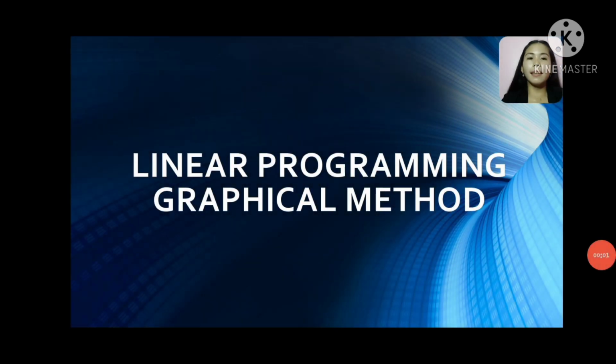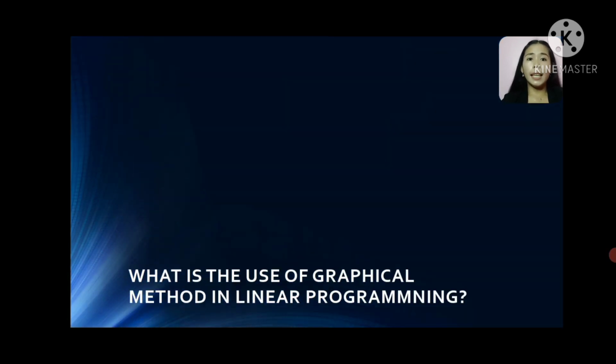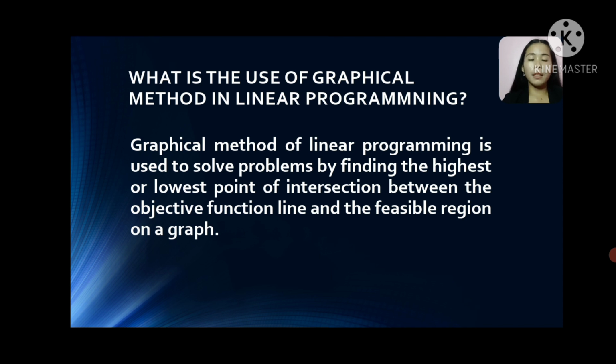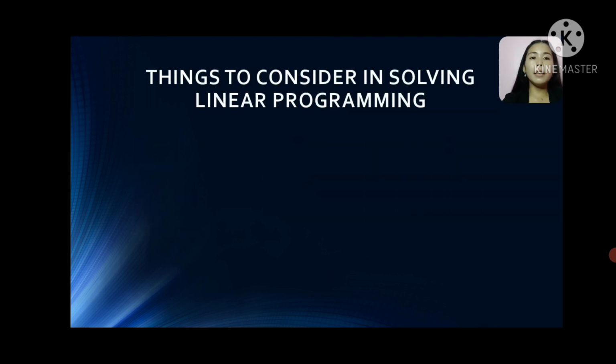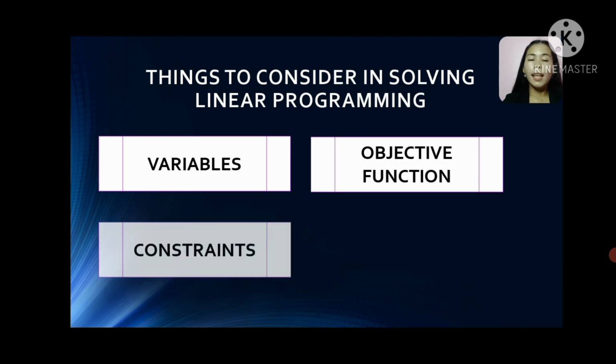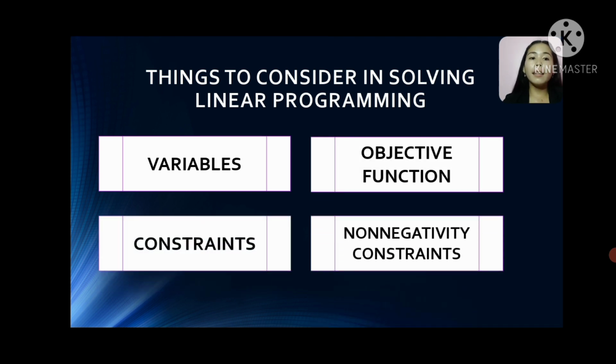Now, let's proceed to the linear programming using the graphical method. But first, what is the use of graphical method in linear programming? Graphical method of linear programming is used to solve problems by finding the highest or lowest point of intersection between the objective function line and the visible region on a graph. In solving linear programming, there are things to consider, and these are the variables, objective function, constraints, and the non-negativity constraints.